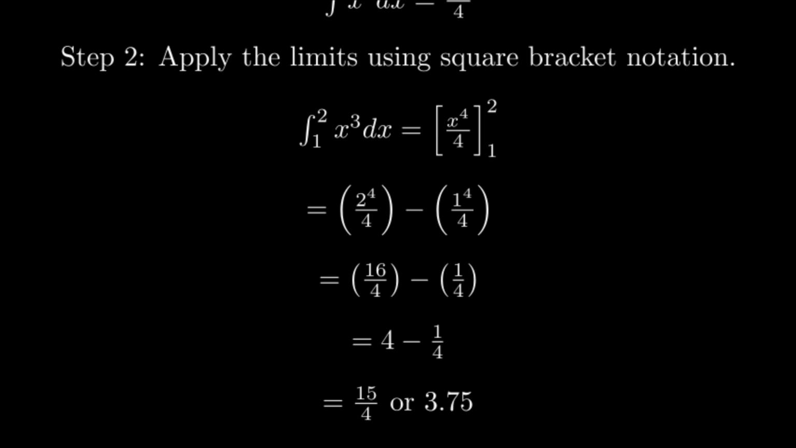The final result is 4 minus 1/4, which is 15 quarters, or 3.75. So the exact area under the curve y equals x cubed, between x equals 1 and x equals 2, is 3.75. We've successfully used the theorem to find an exact value. To recap, the process is, find the antiderivative, plug in the upper limit, plug in the lower limit, and subtract. We have now successfully evaluated a definite integral analytically.